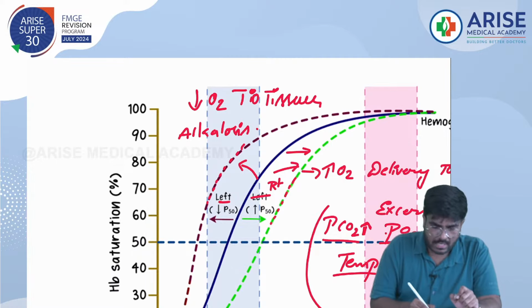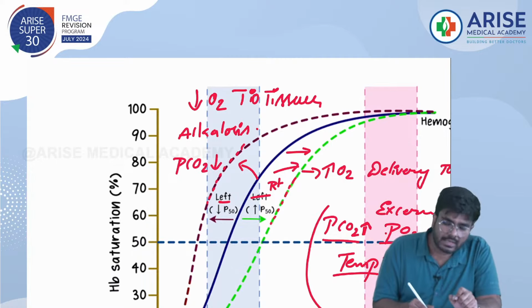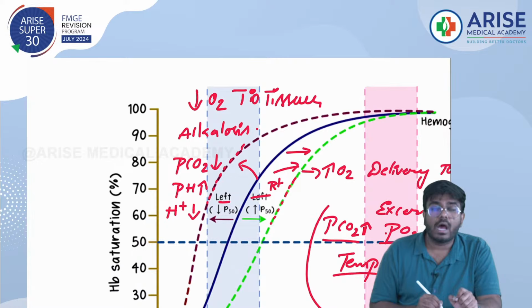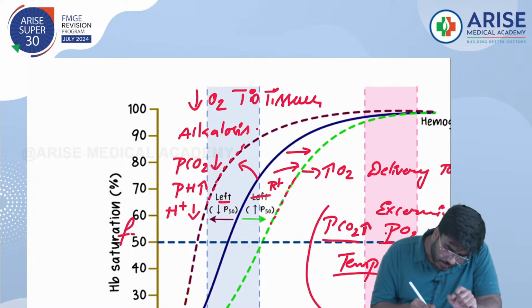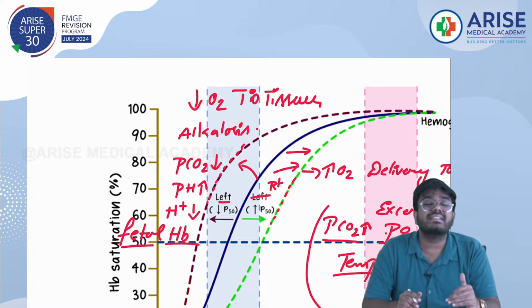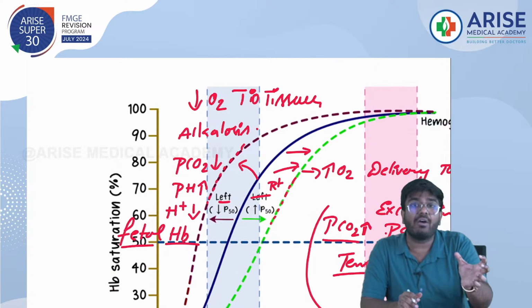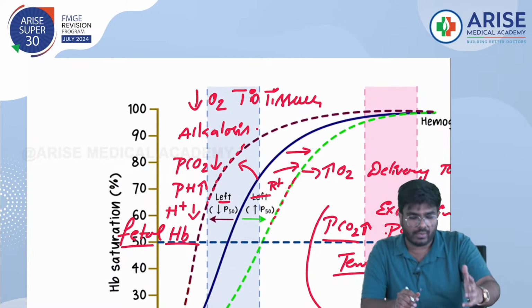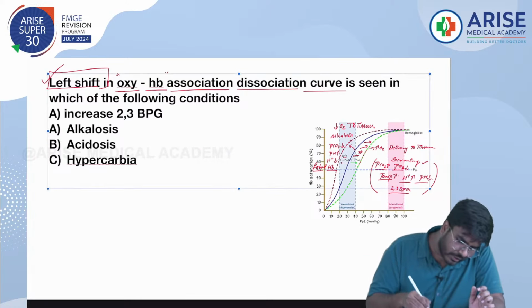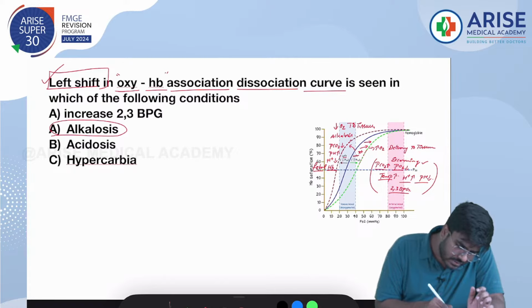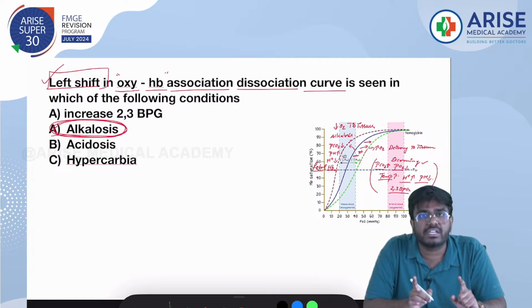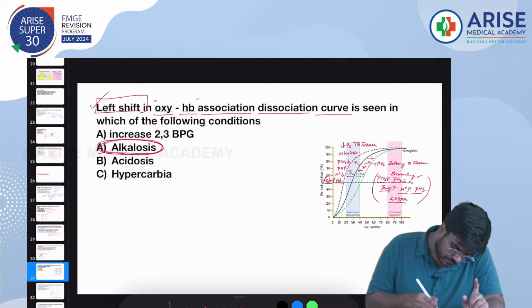Okay, alkalosis. When the PCO2 value decreases, when the pH increases, when the H plus concentration decreases, or in the presence of fetal hemoglobin, it shows left shift. Less oxygen will be delivered to the tissue. Fetal hemoglobin has high affinity for oxygen. It's not going to release the oxygen easily. Okay, so now tell me, left shift is going to be seen in which condition? Alkalosis conditions, high pH, less H plus, alkalosis conditions may have a left shift.